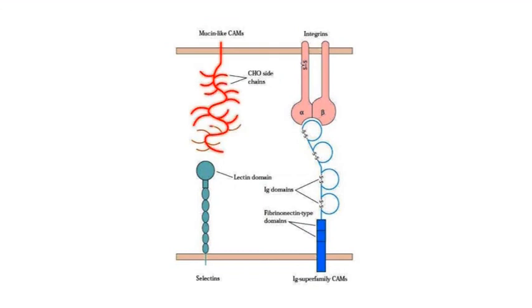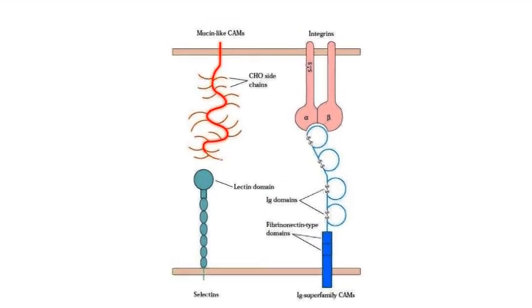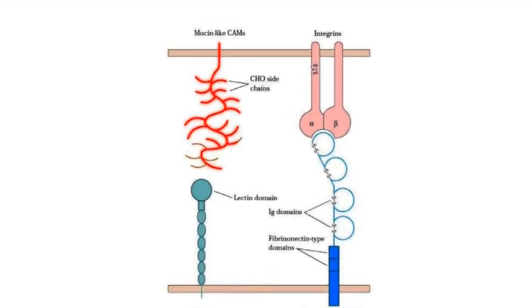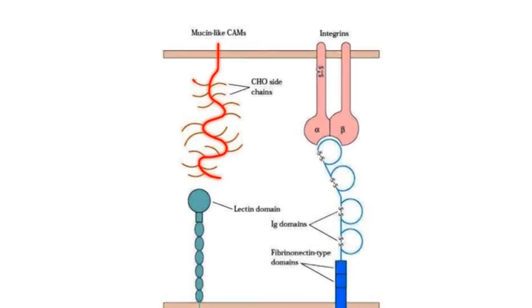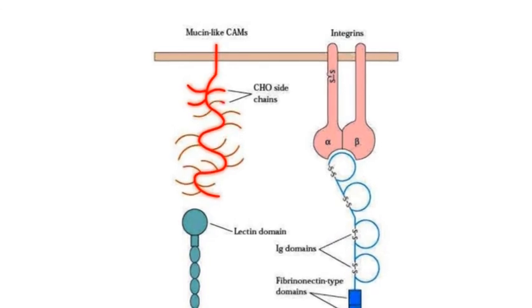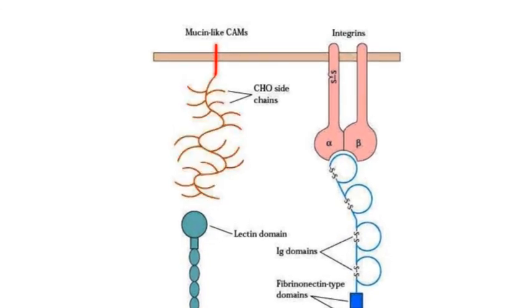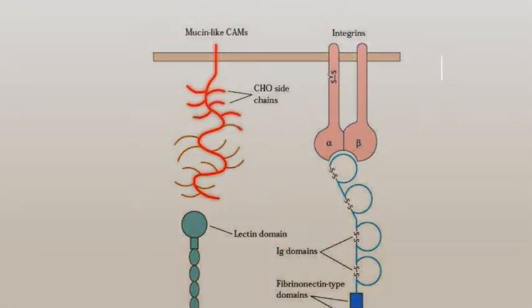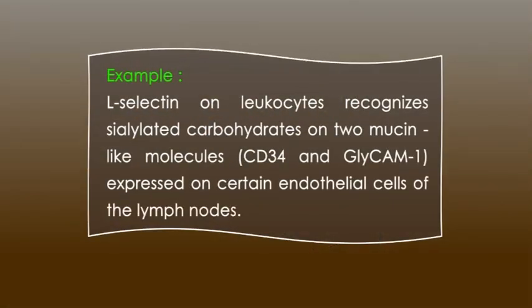The mucins are a group of serine and threonine-rich proteins that are heavily glycosylated. Their extended structure allows them to present sialylated carbohydrate ligands to selectins. For example, L-selectin on leukocytes recognizes sialylated carbohydrates on two mucin-like molecules, CD34 and GlyCAM-1, expressed on certain endothelial cells of the lymph nodes.